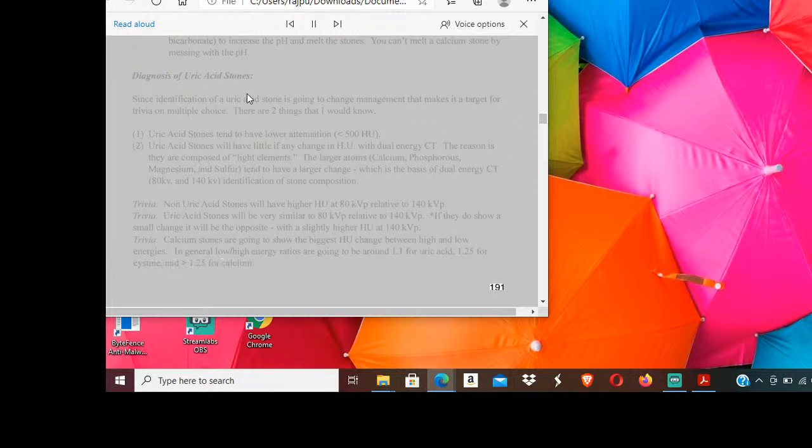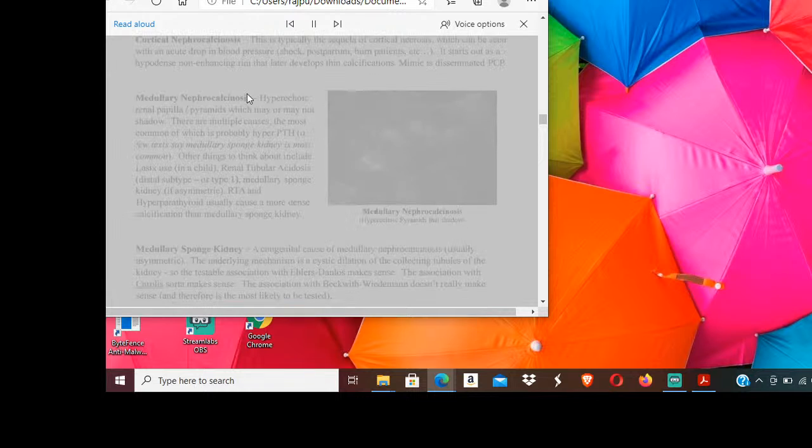191. Cortical nephrocalcinosis. This is typically the sequela of cortical necrosis, which can be seen with an acute drop in blood pressure, shock, postpartum, burn patients, etc. It starts out as a hypodense non-enhancing rim that later develops thin calcifications. Mimic is disseminated PCP. Medullary nephrocalcinosis, hyperechoic renal papilla, pyramids, which may or may not shadow.